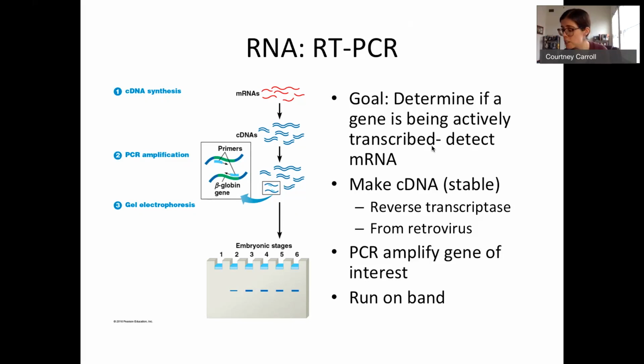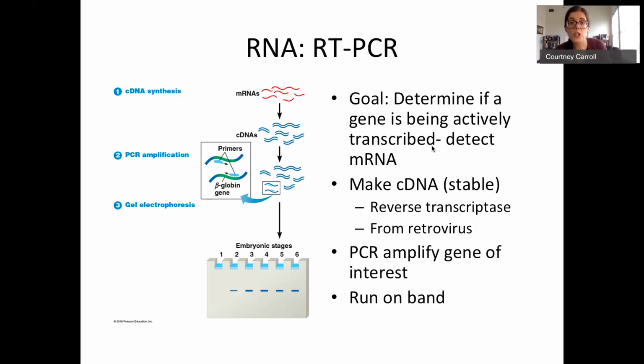So our first step whenever we work with RNA is going to be to make that RNA more stable by making it double-stranded. We call this complementary DNA or cDNA. To do this, we're going to take advantage of another viral enzyme, reverse transcriptase, which comes from retroviruses. Reverse transcriptase is going to work like polymerase, and it's going to make a complementary strand to the RNA molecule. So we're first going to make cDNA, and that's again stable.